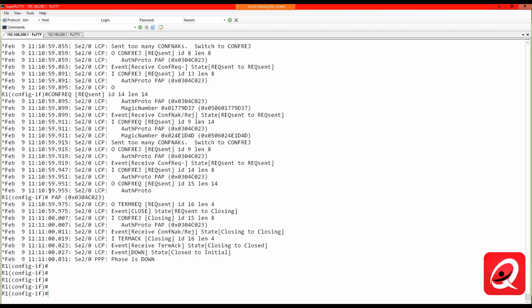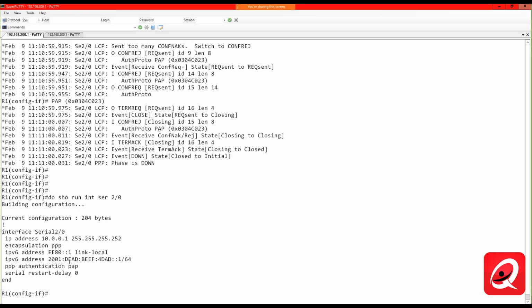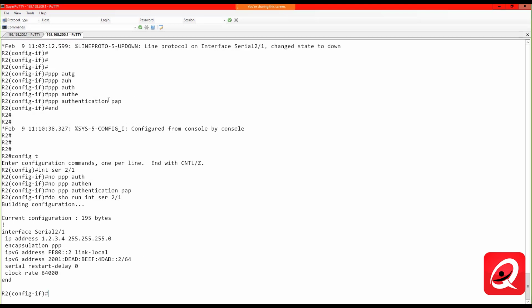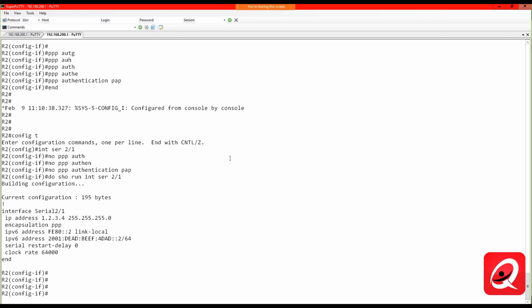I already showed you how the configuration is rejected based on one side. We never get to the IPCP phase, or the IPv6 CP phase, or the CDPCP phase, and the interface is down. That's because if I do a show run interface serial 2.0 on this side, I have PPP authentication configured on this side, but the other side is not configured to respond. Now there are a couple of ways that you can do this.